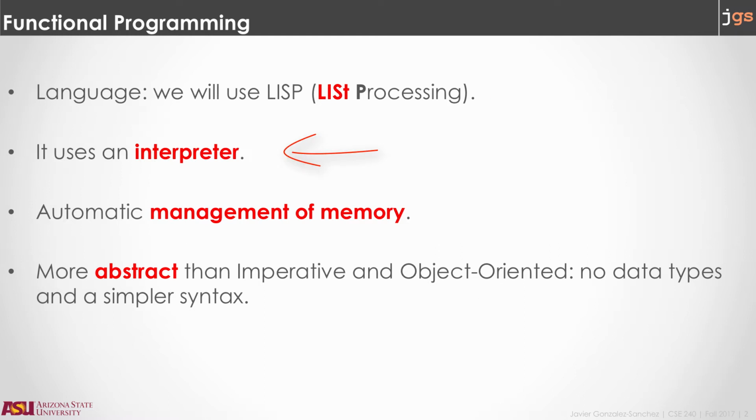Lisp uses an interpreter, so your first homework for this week is to install an interpreter for Lisp. Because Lisp uses an interpreter, we're going to have automatic management of the memory, so we can forget about pointers and news and deletes. One of the most important features of the functional paradigm is the level of abstraction. Functional programming is more abstract than imperative and object-oriented programming. Particularly, we do not have data types, and the syntax is going to be simpler. We're going to review several examples.